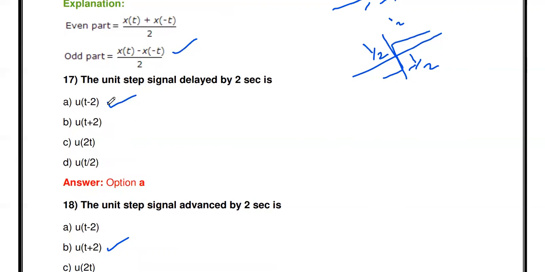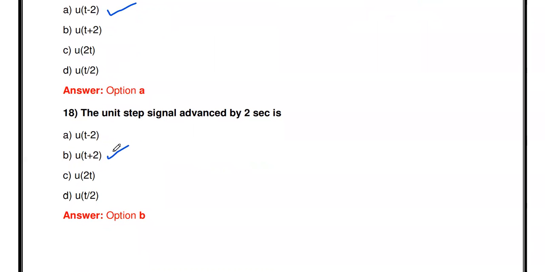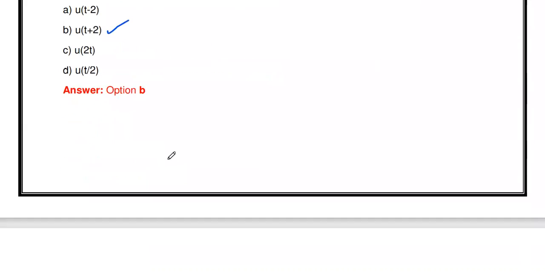Okay, so u of t minus 2 means that after 2 seconds the unit step signal will start. So it is a delayed signal, u of t minus 2. Advanced signal means u of t plus 2. Okay, this is the one.